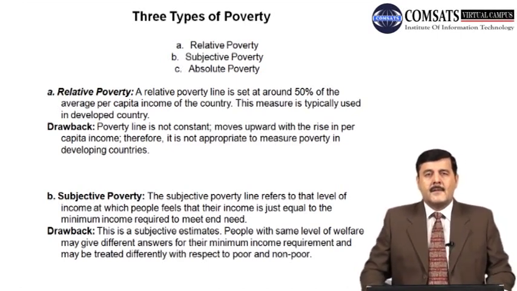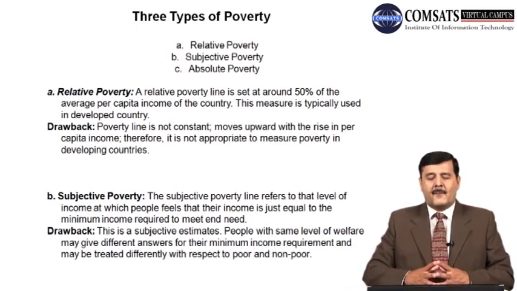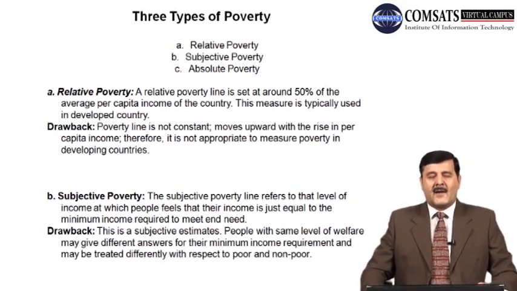Now we'll talk about the types of poverty. There are normally three types of poverty which we talk about: one is relative poverty, the other is subjective poverty, and the third is absolute poverty. How can we differentiate among these three types of poverty? First we talk about relative poverty. A relative poverty line is set around 50% of the average per capita income of the country.